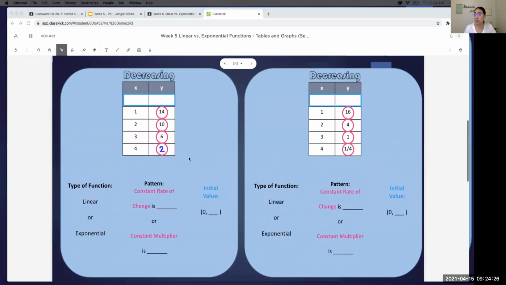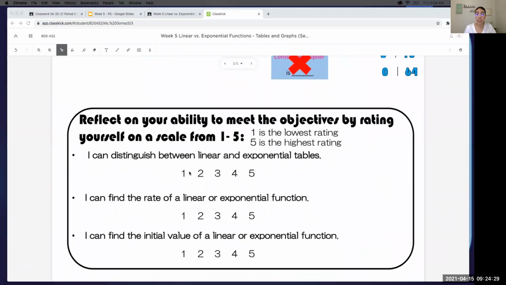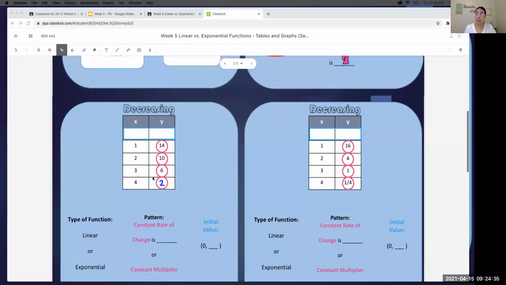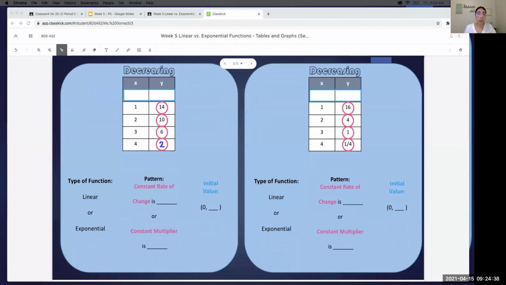If you want to get a head start, there is a reflection down here that we want to make sure you do. It's just rating yourself on the objectives. Are you able to determine if it's linear or exponential? Are you able to find the rate? Are you able to find the initial value? How do you feel about it? So that's your reflection. No typing anything in there, just circling to rate yourself. I love that you guys are honest in your reflections. That kind of helps you, that helps us progress.